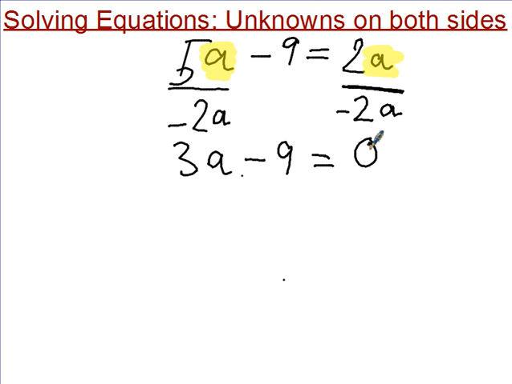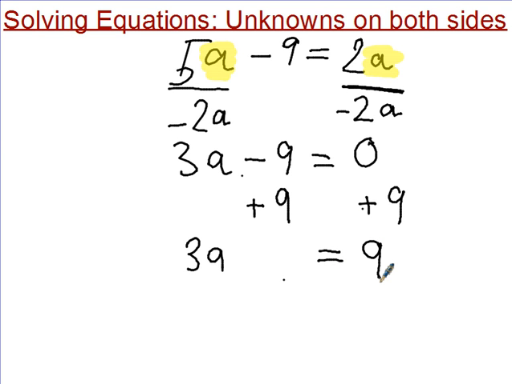Now I'm solving a normal equation, a two-step equation with unknowns on one side. So remember, I need to get my a's by themselves, so I'm going to add 9 to both sides. And this will get rid of the subtract 9. So then I will have 3a left, then I've done negative 9 add 9, which will just leave me with 0, and that will be equal to 0 plus 9, which is 9.